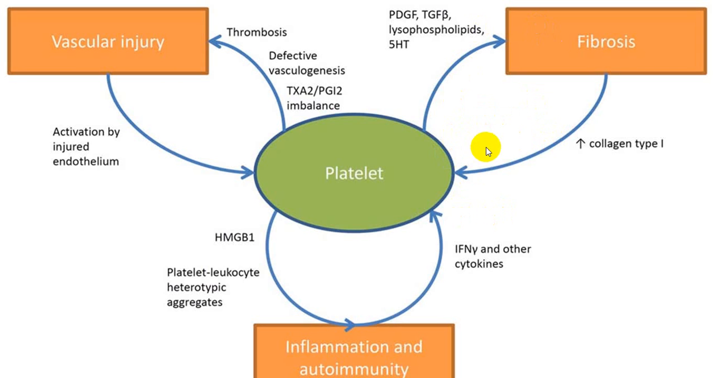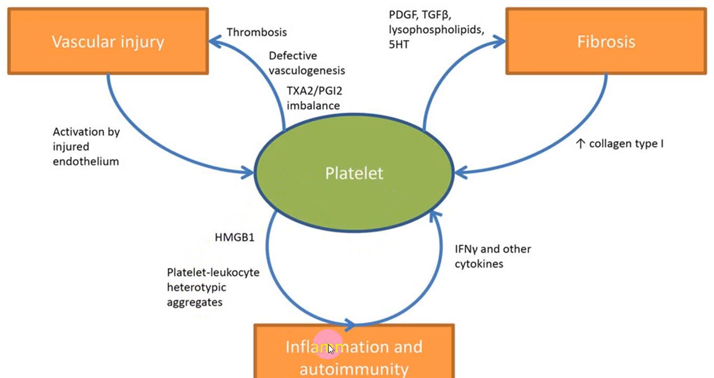So it is multifactorial. There is a vascular injury which will activate injured endothelium, which will activate platelets. Platelets will release different mediators which will give rise to thrombosis and occlusion of the involved blood vessels, leading to thrombosis, or platelet activation can release growth factor leading to fibrosis. Fibrosis will increase collagen type 1, which will again activate platelet factors and platelets.